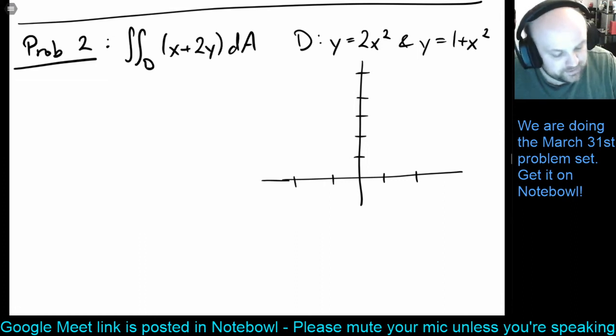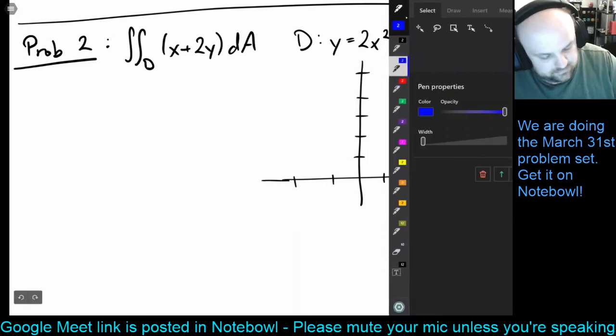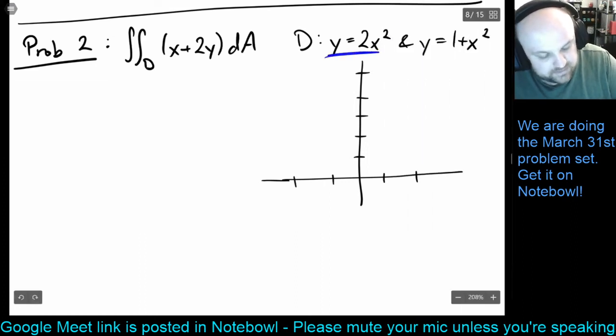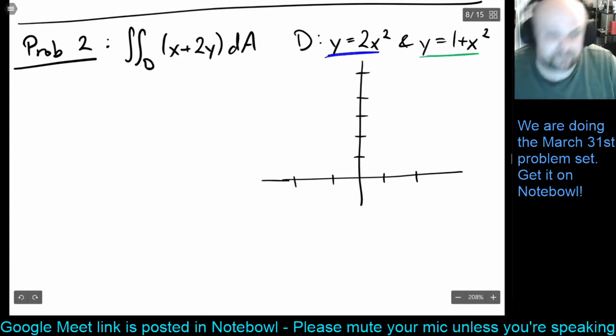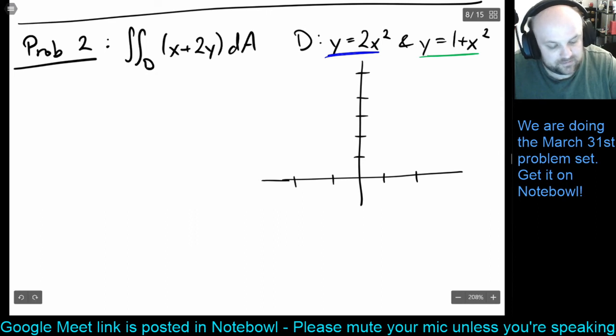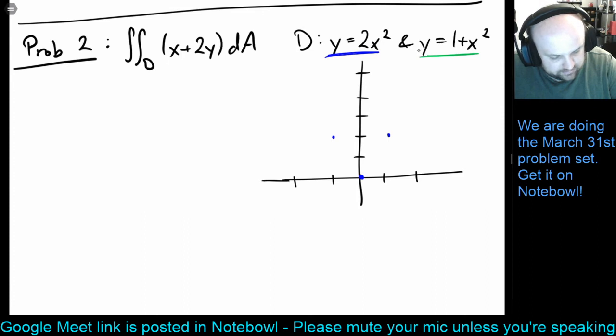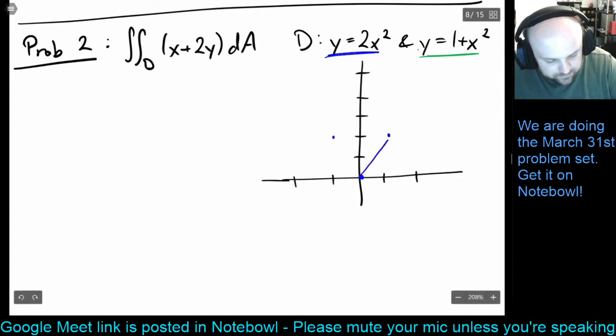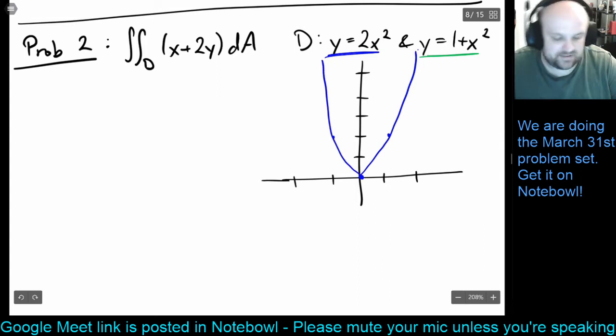All right, I'm going to graph this one in blue and this one in green. For the blue one, when x is 0, y is 0. When x is 1, y is 2. When x is 2, y is 8. It's way up there somewhere. We have some steep parabola here.